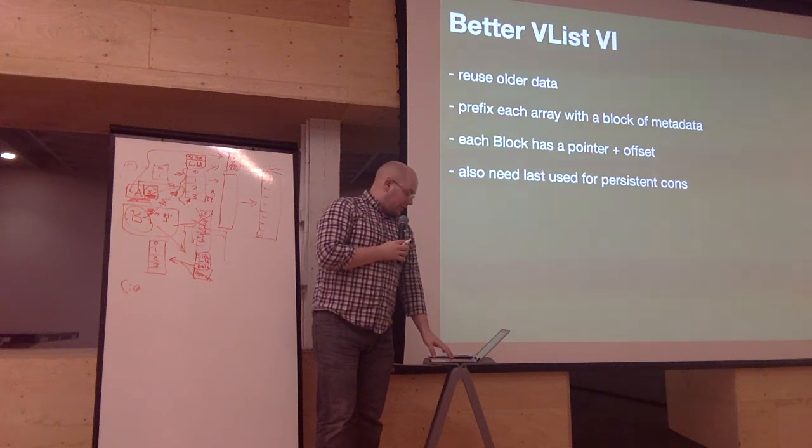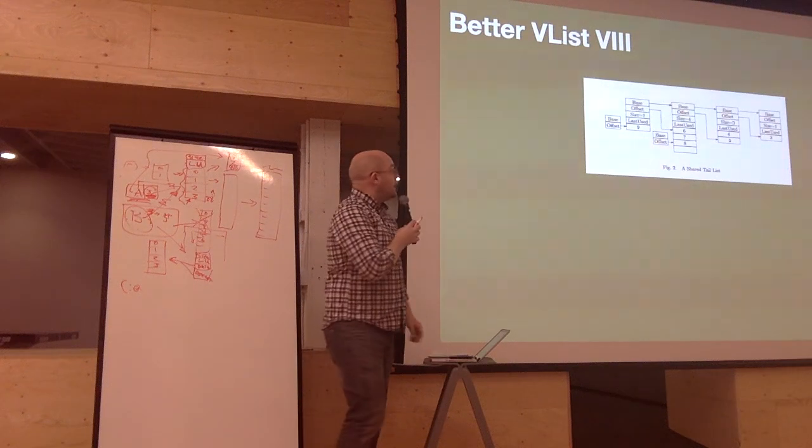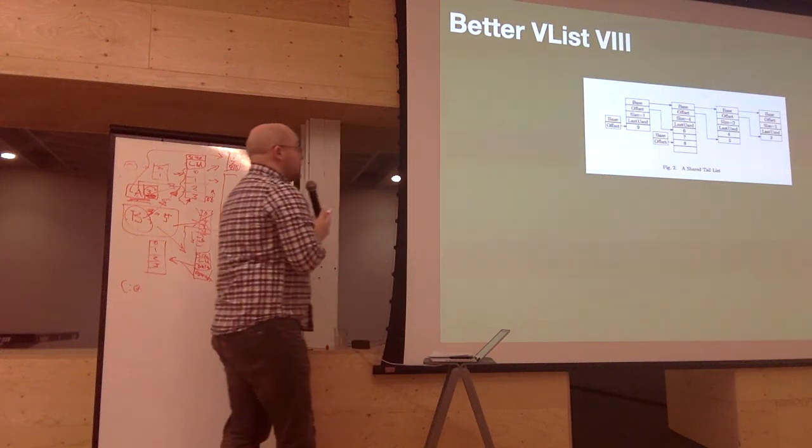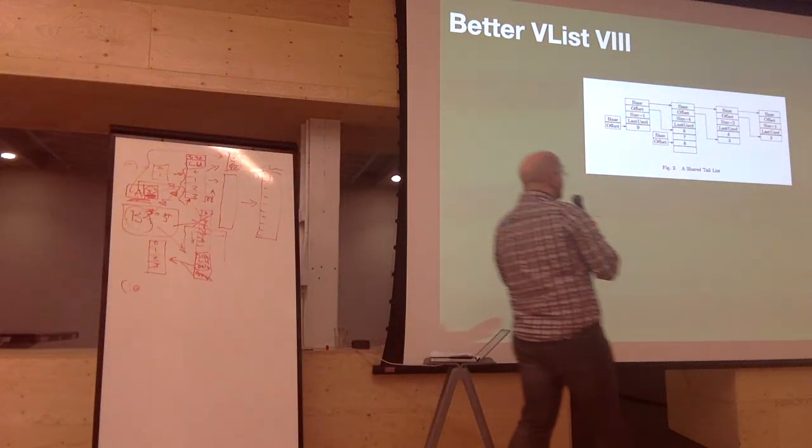Right, so we actually already included last used, and we included size. That was nice of us. And here's what this looks like from the paper. So we can see we have two pointers into this data structure, and they're sharing the 3, 4, 5 at the end, as well as the 6 from this column here.